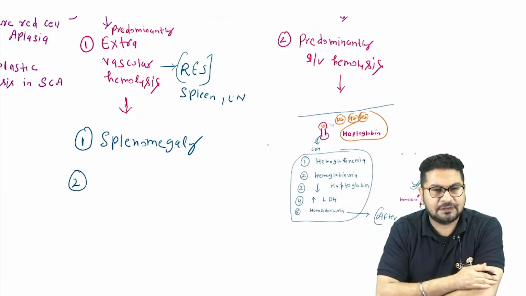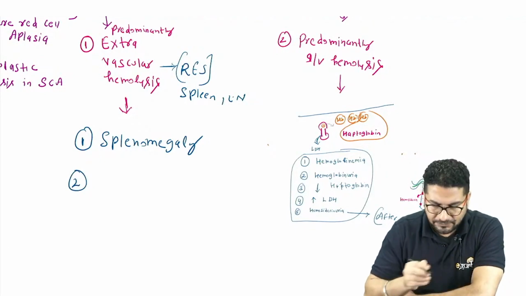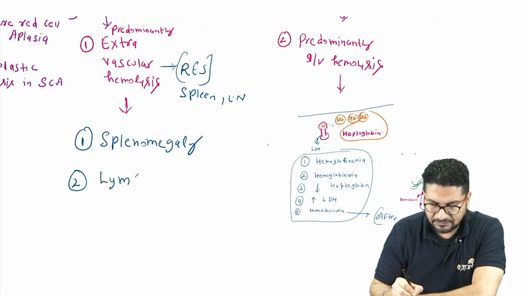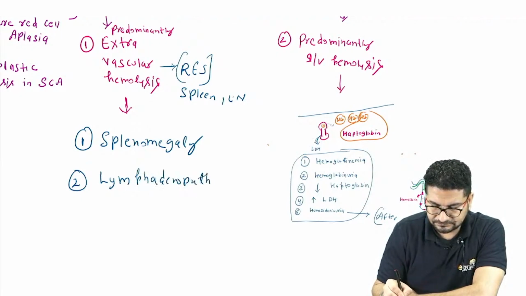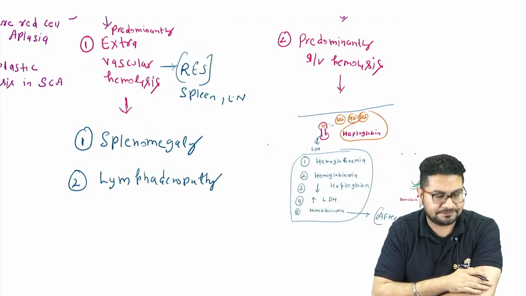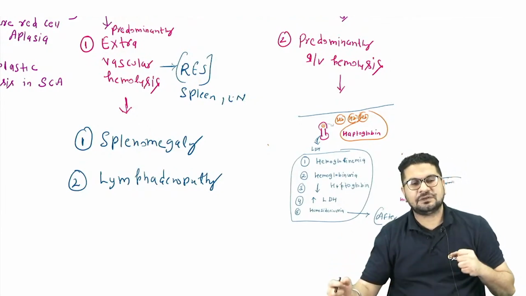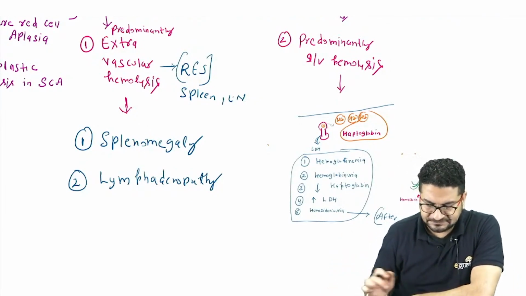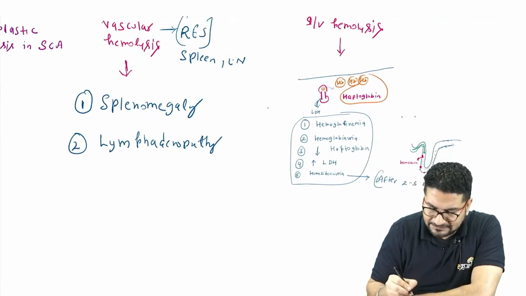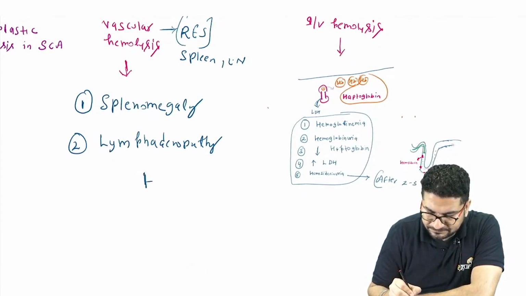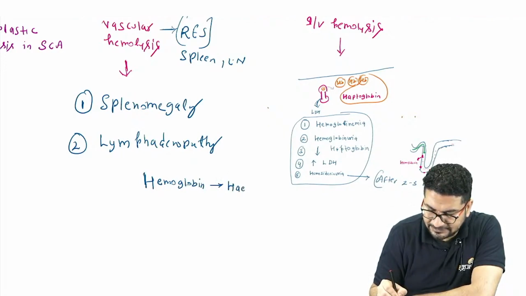If some of the RBCs are going into lymph nodes, sometimes you will see in anemia you can also see lymphadenopathy. RBCs are dying where? They are dying in the lymph nodes. Now see how RBCs are dying, understand how RBCs are dying. This is hemoglobin. Hemoglobin is made up of heme plus globin.